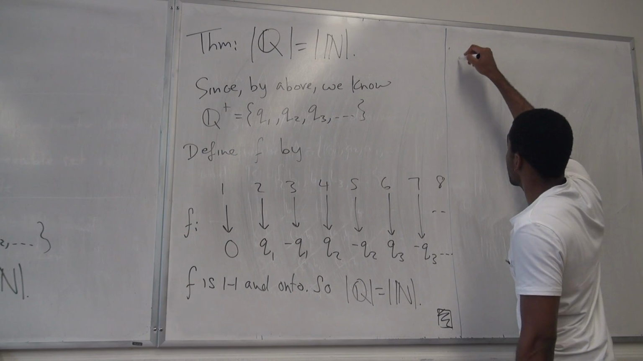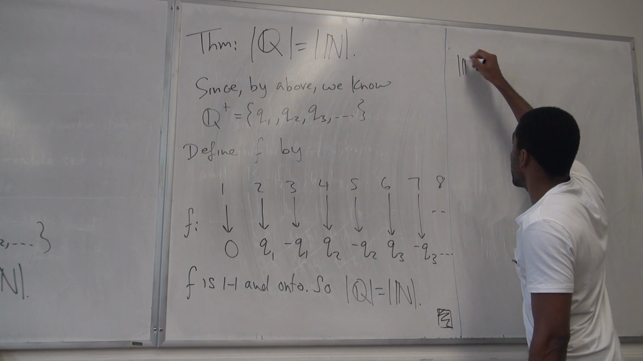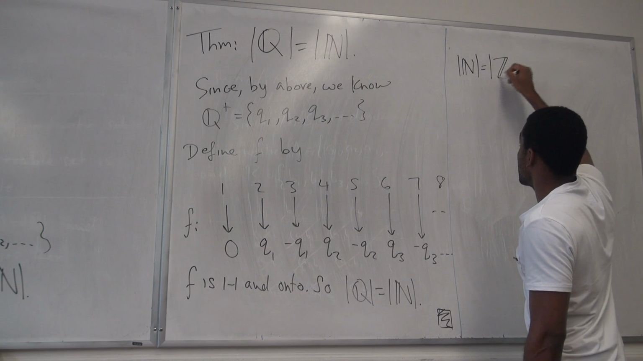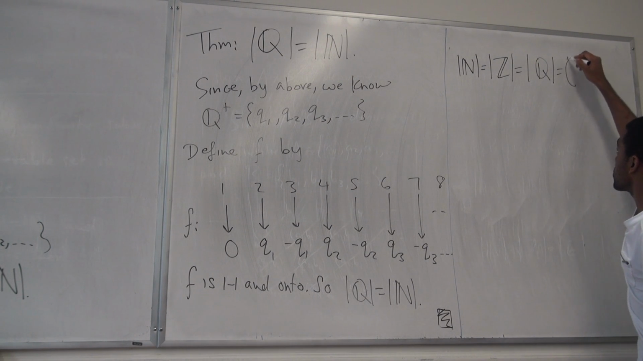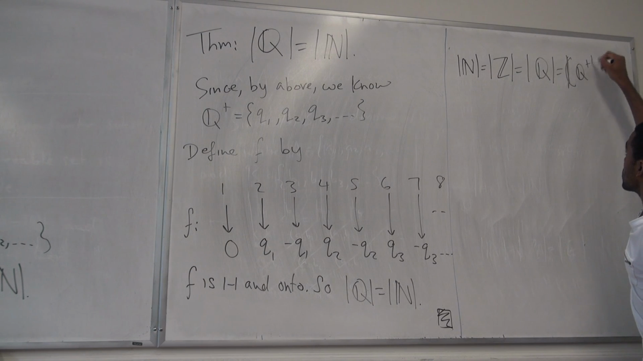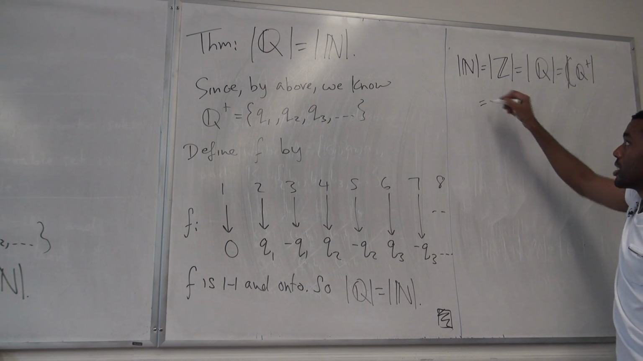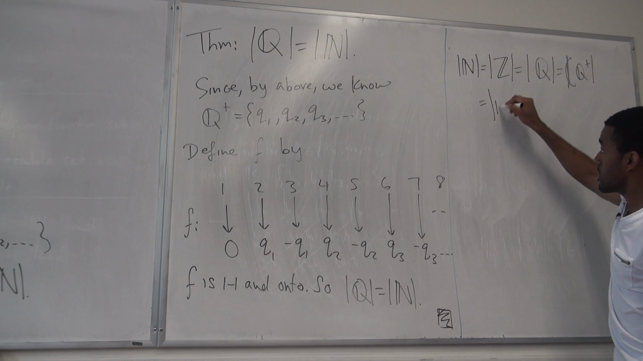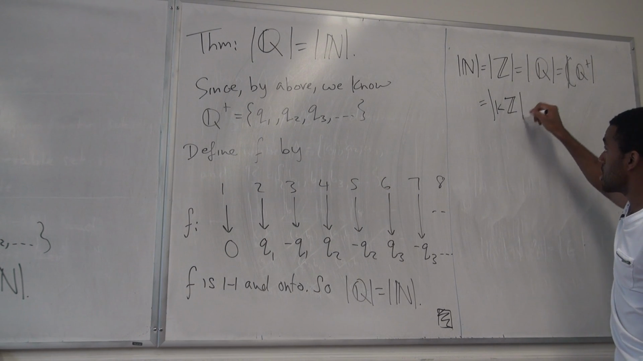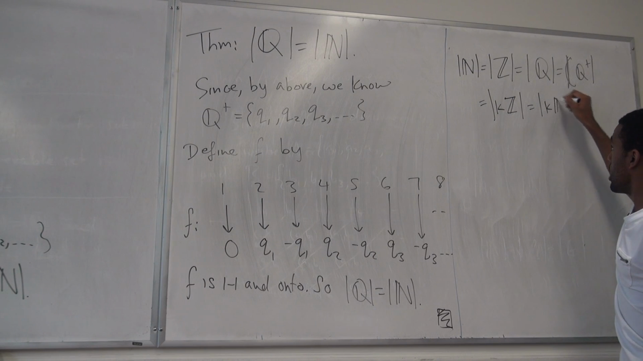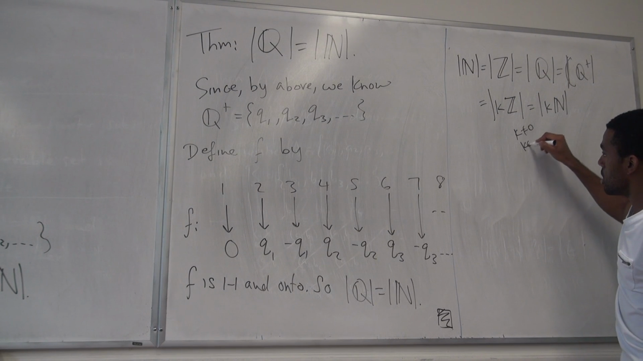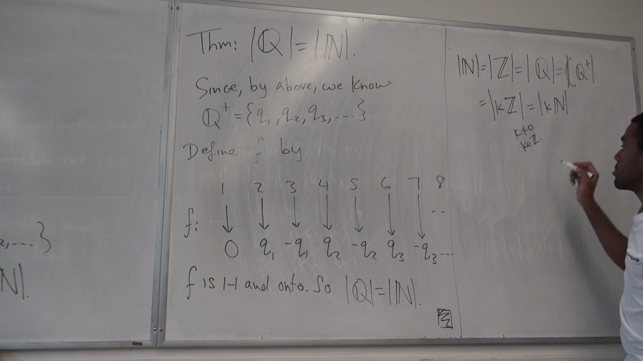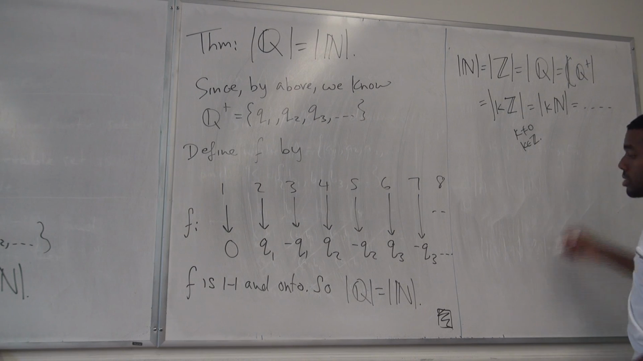So ultimately, in about, I don't know, 10 minutes or so, we've shown that the size of N is the same as the size of Z. It's actually the same as the size of Q. It's actually the same as the size of the positive rationals, the positive integers. You can do that as well. It's the same as the size of kZ, or the same as the size of kN, k not equal to 0, etc. So these are all infinite sets, and they all have the same size.